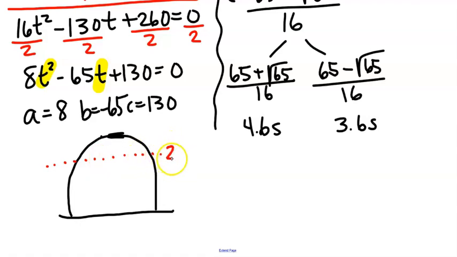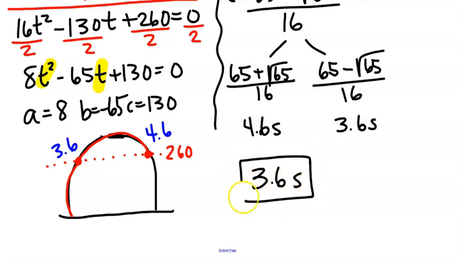If this is my 260 feet mark, then it makes sense that I would have these two times, because as the firework goes up, it reaches 260 here, and then it reaches it again over here. So it hits 260 twice. So what these two answers are representing is both of those spots. It takes 3.6 seconds to hit it the first time, and then 4.6 seconds to hit it the second. So my answer is 3.6 seconds.